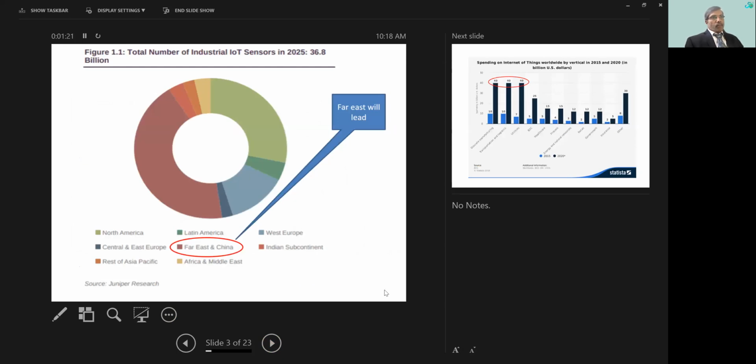all together. And also, if you look at the worldwide distribution of these Internet of Things nodes, you can see that this graph shows the geographic distribution, and Far East Asia and China contribute to almost half of the world's IoT deployment. And the total number of industrial IoT sensors is expected to reach about 36.8 billion, according to this estimate from Juniper Research.